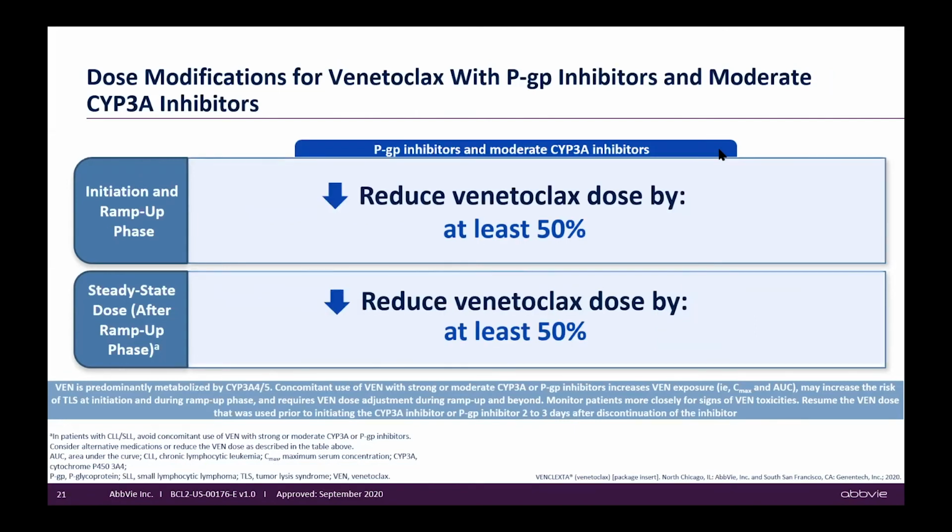And for moderate CYP3A4 inhibitors and other P-gp inhibitors, we would want to dose reduce venetoclax down by 50%. And of course, like I mentioned, with moderate CYP3A4 inhibitors or other P-gp inhibitors, we can still use them concomitantly during initiation and ramp up, just given the feasibility with the dosing schedule and the doses of venetoclax available. And of course, we also want to keep in mind that washout period as well.